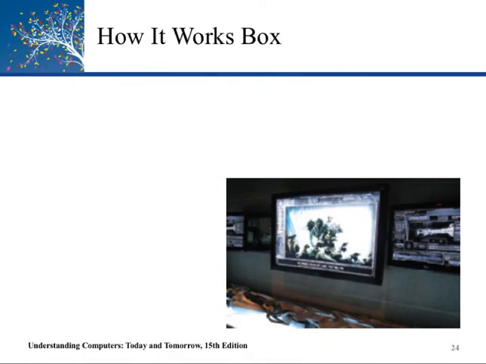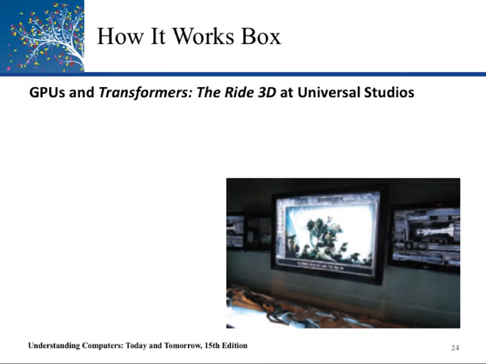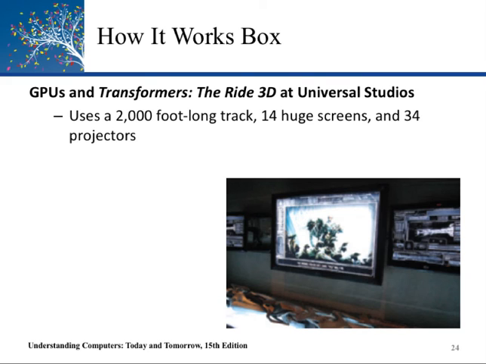Now, let's take a look at one example the book talks about, the ride at Universal Studios, Transformers. Well, this one has some very substantial features. There's a 200-foot long track with 14 screens, 34 projectors. The motion of the ride is synchronized with the screen. All the images are in 3D and super high resolution, 4K.